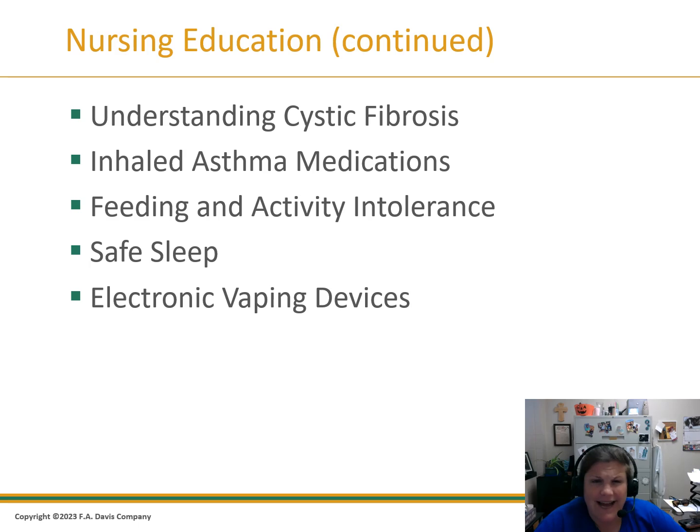I have on here the true definition of CF is inherited autosomal recessive disorder of the exocrine glands that results in alterations of the respiratory, GI, and reproductive systems. Vitamin deficiency, electrolyte imbalance, poor weight gain, failure to thrive, not digesting food and absorbing nutrients, infertility affecting the reproductive system. And then what would our treatment and care be?